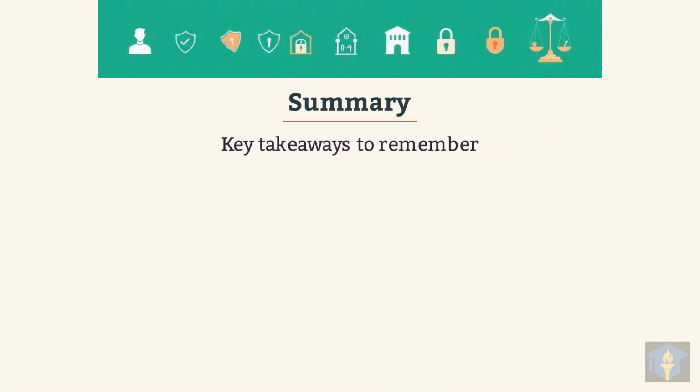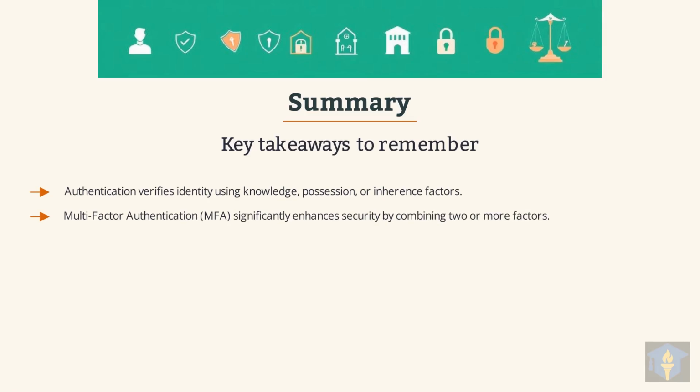Here are the essential takeaways and key points that you should remember from our discussion today. Remember, authentication confirms identity using factors like something you know, something you have, or something you are. Multi-factor authentication, or MFA, greatly boosts security by requiring two or more distinct authentication factors.